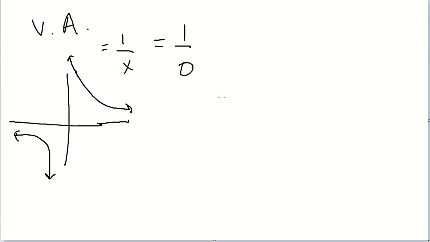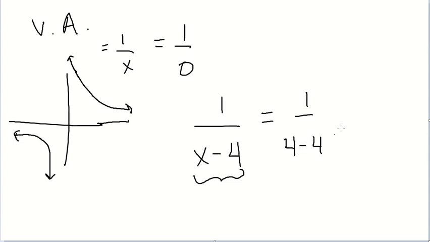Another example might be if we had the function 1 over x minus 4. That would be this function shifted to the right 4 units. And so if we look at the denominator here, we can think about what values of x are going to make this denominator 0. How about 4? If we plug 4 in for x, we're going to have 1 over 4 minus 4, which is going to equal 1 over 0. So the vertical asymptote on this function would be at x equals 4, because it's whatever x value makes the denominator 0.